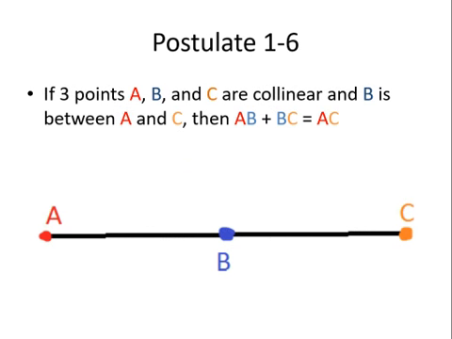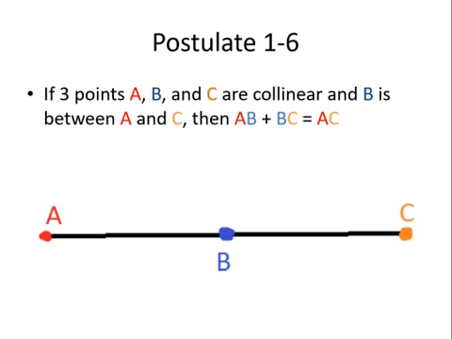All right, postulate 1.6. I'll give you a second so you can write this down. If you have 3 points, A, B, C, and they're all collinear, meaning they're all in the same line, and B is between A and C. So if you have a line segment and 3 points, one of the points is in between them, and we're saying specifically B is between them. Then we know that the length of segment AB plus the segment BC will always equal the entire segment AC.